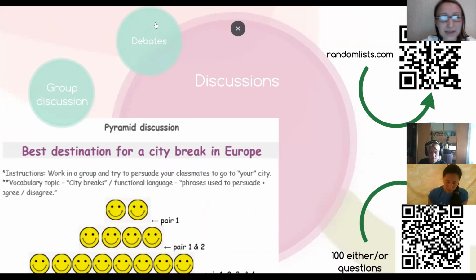Debates. Debates I like because if you conduct debates with higher levels, you don't need any preparation. You can just think of any hard questions. I also give you here the link to some examples of hard questions. Hard questions don't always promote discussion, but usually they do. What I mean by a hard question is when you have two options and students need to choose.